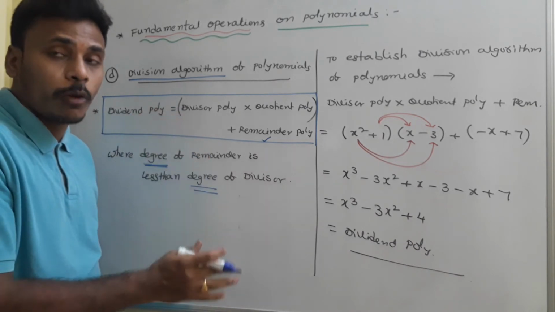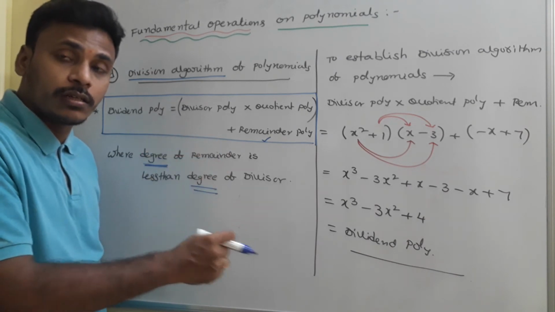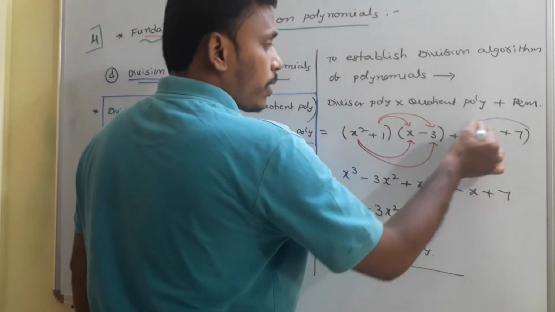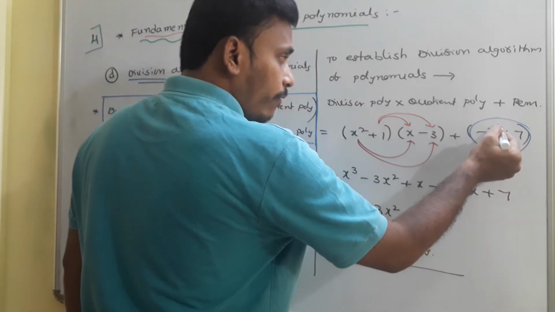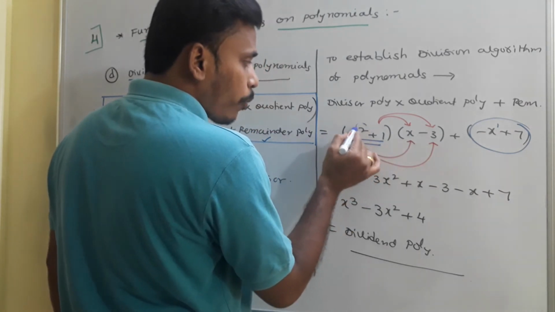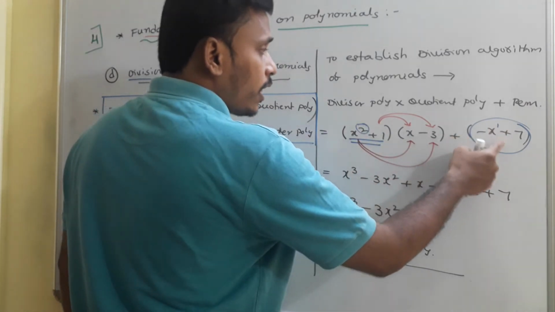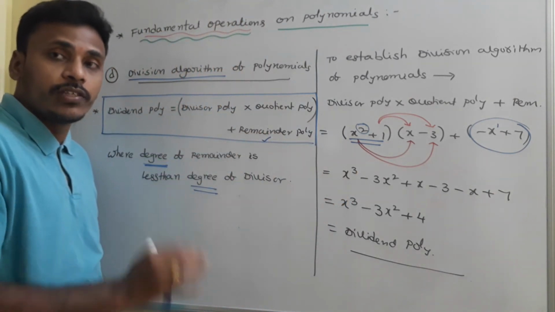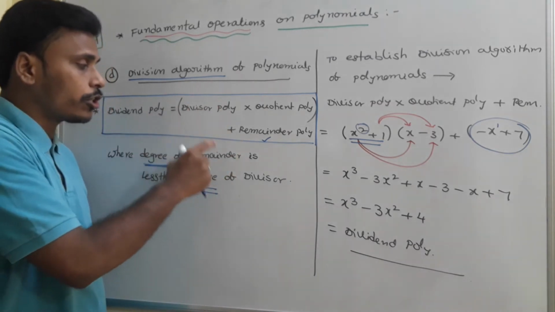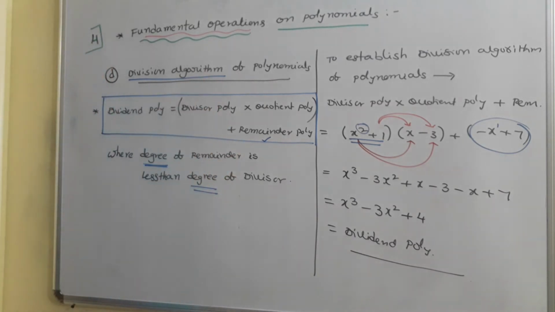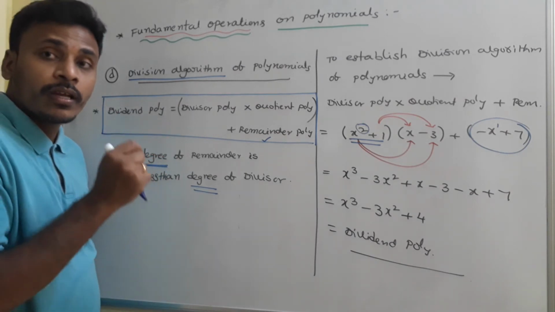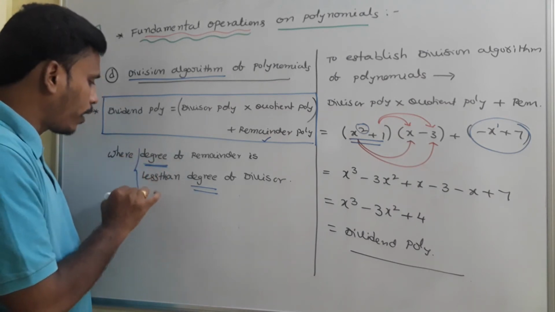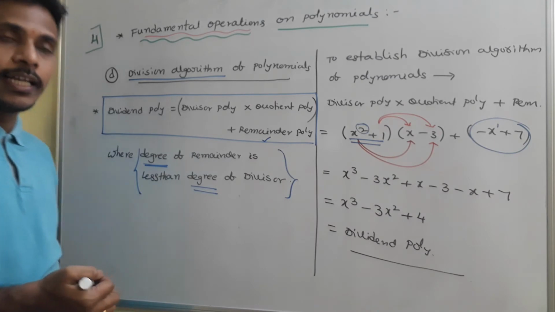Then in that case we need to stop the division process, and that last part of the dividend is considered as the remainder. Here, this minus x plus 7 is a polynomial of degree 1, whereas this divisor is a polynomial of degree 2. Clearly the degree of the remainder is less than the degree of the divisor. For all types of polynomials and divisions this will happen, and at this position we state it as the division algorithm of polynomials. In this algorithm, the very useful and slightly complicated part is this: the degree of the remainder is less than the degree of the divisor.